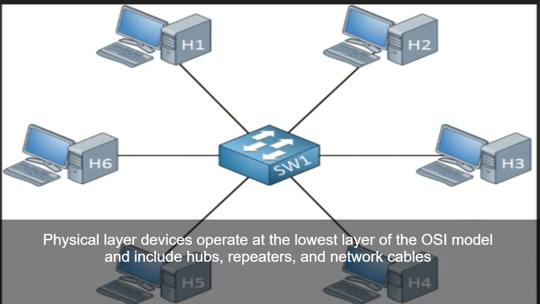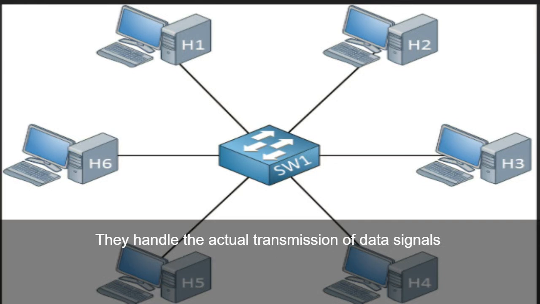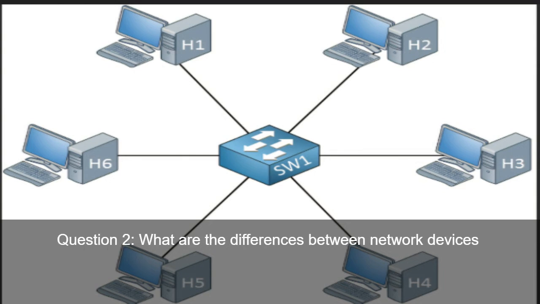Physical layer devices operate at the lowest layer of the OSI model and include hubs, repeaters, and network cables. They handle the actual transmission of data signals. Question 2, what are the differences between network devices?